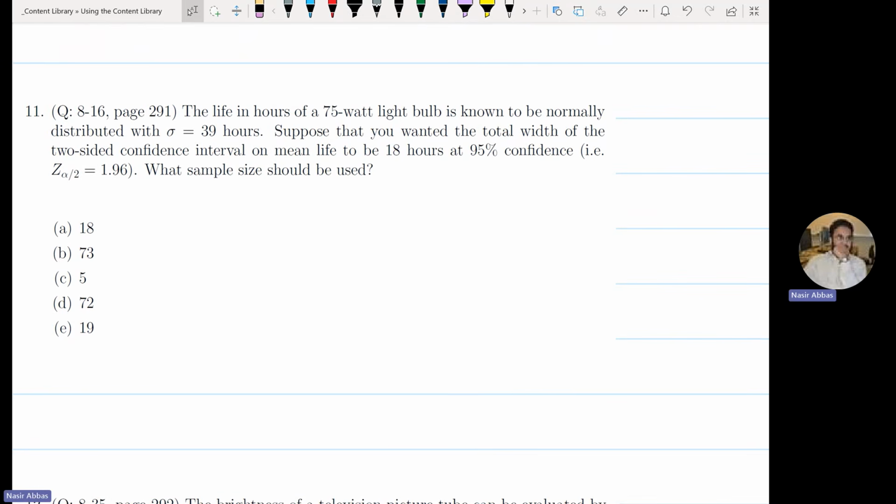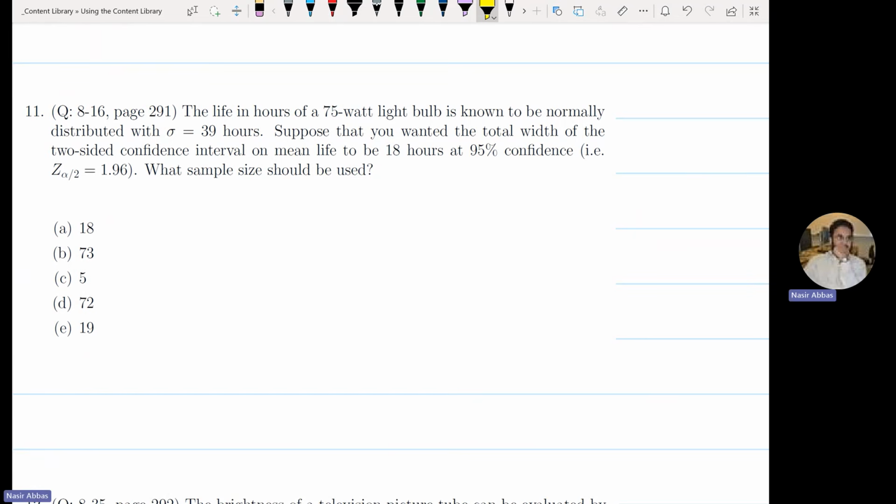Question 11. The lifetime in hours of a 75 watt bulb is known to be normally distributed and sigma is 39. Now here the question might not have used the notation sigma. The question might have said that it is known to be normally distributed with standard deviation 39. Even in that case, if the standard deviation is attached with the word distribution, it's the population standard deviation sigma.